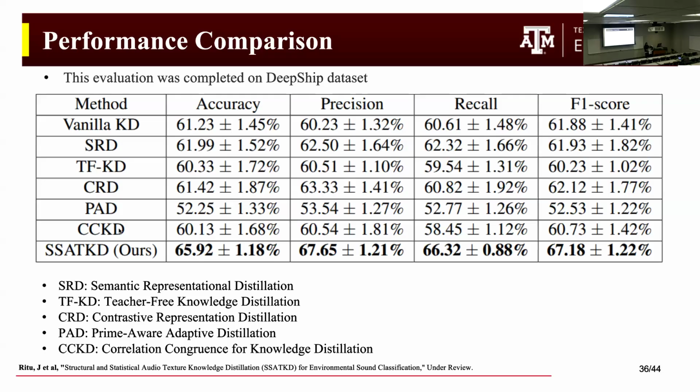CRD and CCKD are contrastive and correlation-based distillation. Both were 61 and 60%. PAD is attention-based distillation, which stands for prime-aware adaptive distillation, which was 52.25%. And if you see SSATKD, it outperformed all the other 6 methods that I compared with, at 65.92%. That verifies that incorporating texture is helping.